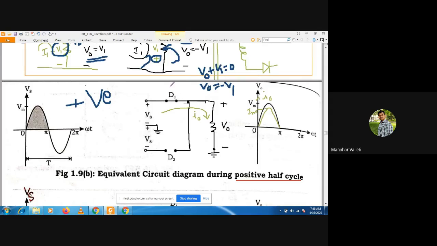Diode D1 will be forward biased, and this one is reverse biased. As you know, when analyzing the circuit, we will use the ideal equivalent model to understand the operation. In the ideal equivalent model, a forward biased diode is replaced with a short circuit and a reverse biased diode is replaced with an open circuit, as shown here.